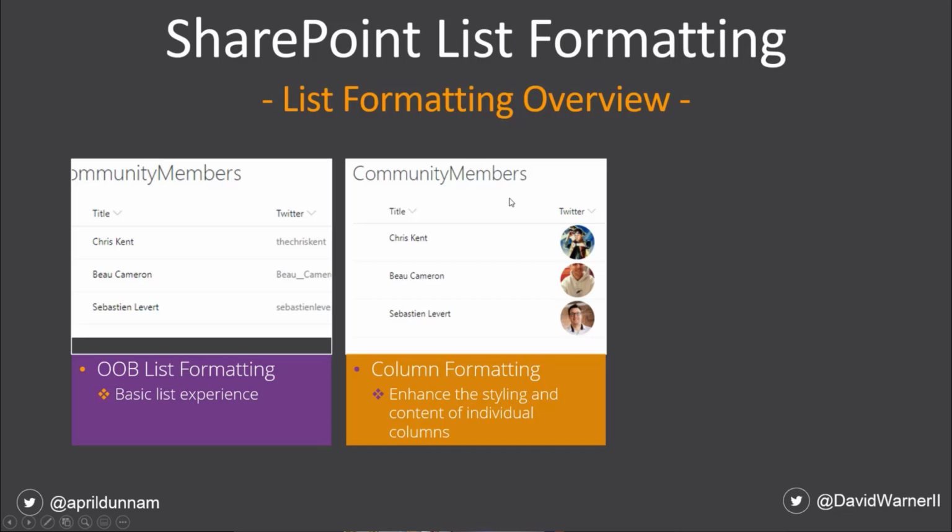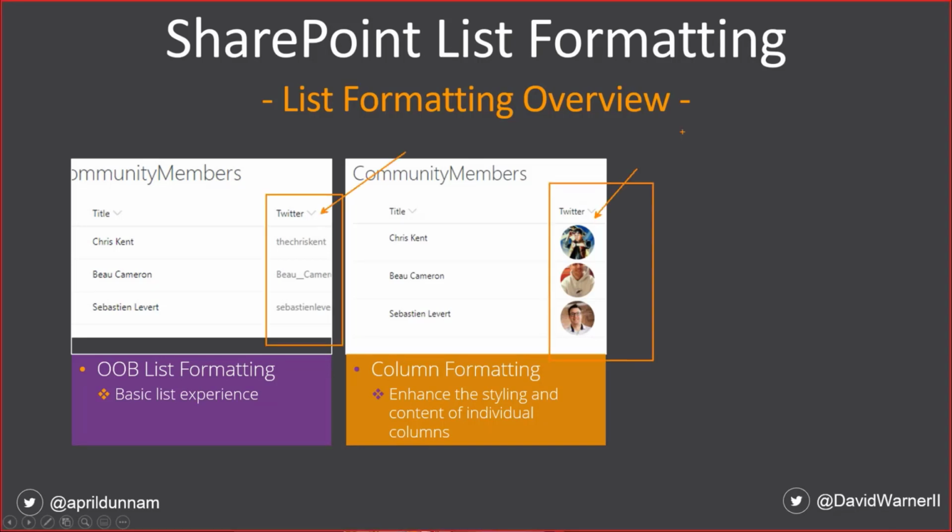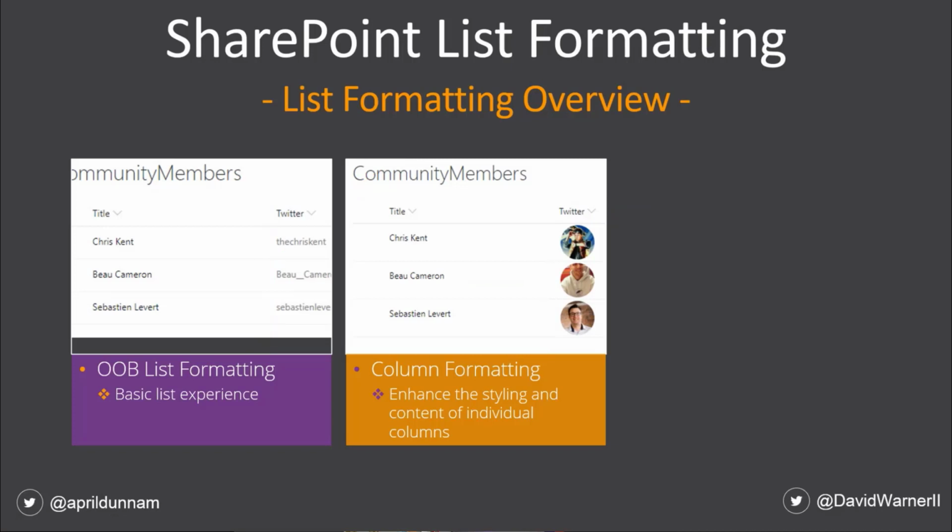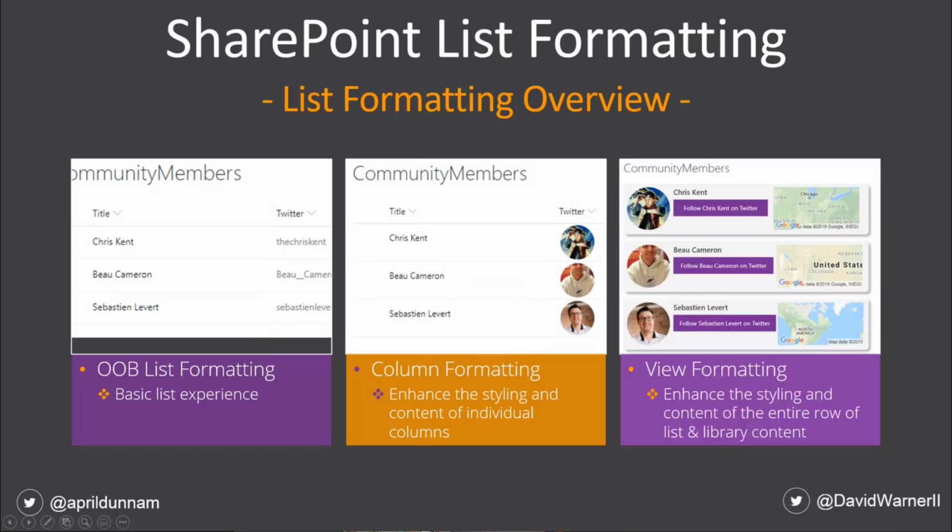So we've taken that Twitter information that we see right there and replaced it with something a little bit more visually appealing. Now, we didn't change the actual content in the column. It still says Chris Kent, even though it shows his picture, still says Bo Cameron, even though it shows his picture. We're just changing the presentation layer, right? And it's associated to the individual column. And then from a view formatting perspective, you can see here we're overwriting the entire landscape of the entire row.